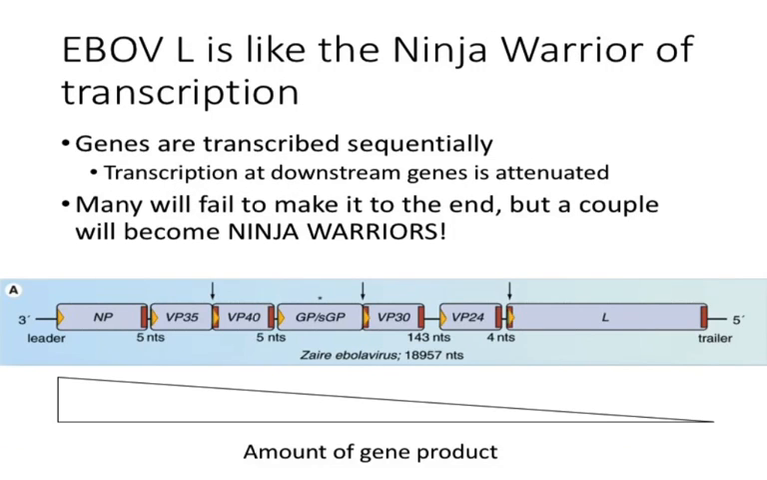I liken this to Ninja Warrior. Okay? So in Ninja Warrior, everybody starts out at the same beginning start site. Most people make it through the jumping from one platform to the next, and then some people don't make it through the rolly thing, and some people don't make it off the wall, right? So you start out with thousands of participants, and maybe 30 of them make it to the end. That's kind of how I view this. Transcription's always going to start from the same point. We're always going to get NP made every single time transcription occurs, but at some reduced amount we'll get L produced.